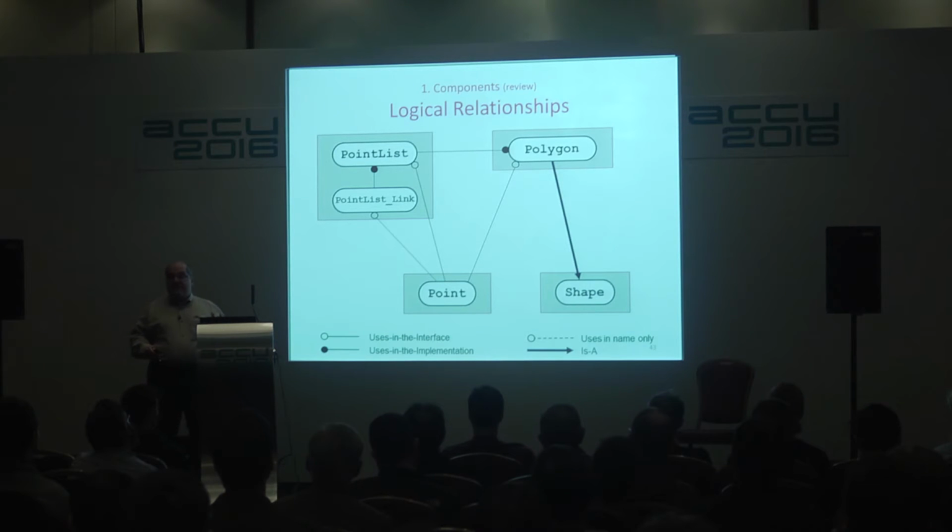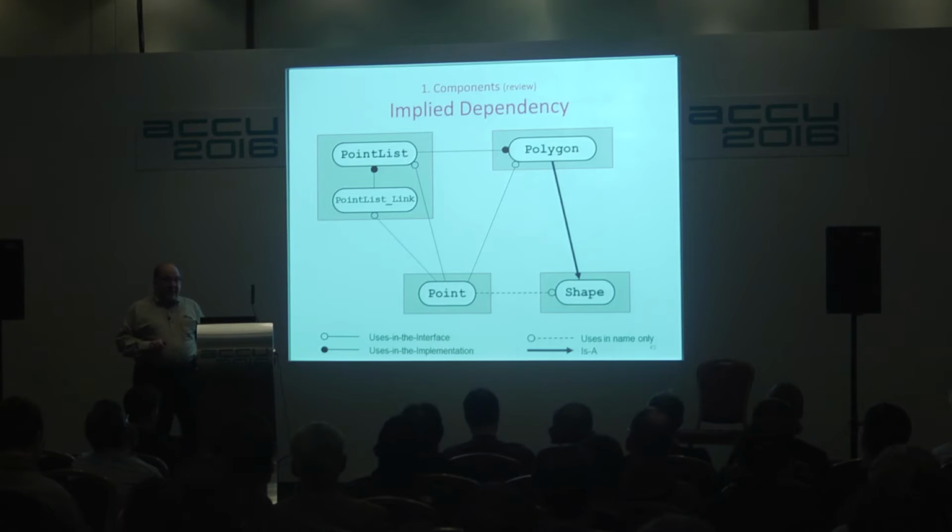Okay? Then we have this very special one where the logical relationship does not affect physical dependencies even though it spans physical units, and that's called uses in name only. And if you look at something like shape, because it has pure virtual functions, it doesn't need to include point at all. It can forward declare point, and that works. So this is an example where it doesn't affect the physical dependencies. All right. So then we have these implied dependencies. Uses in the interface and uses in the implementation all imply physical dependencies when they cross component boundaries.